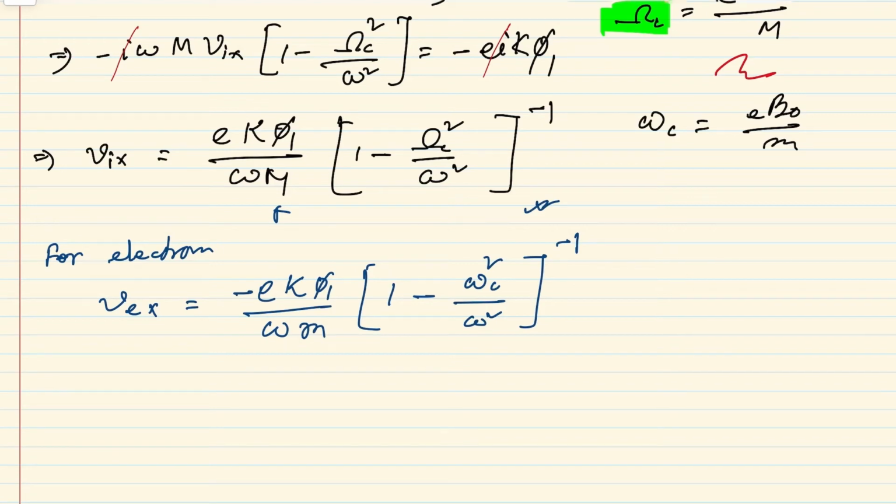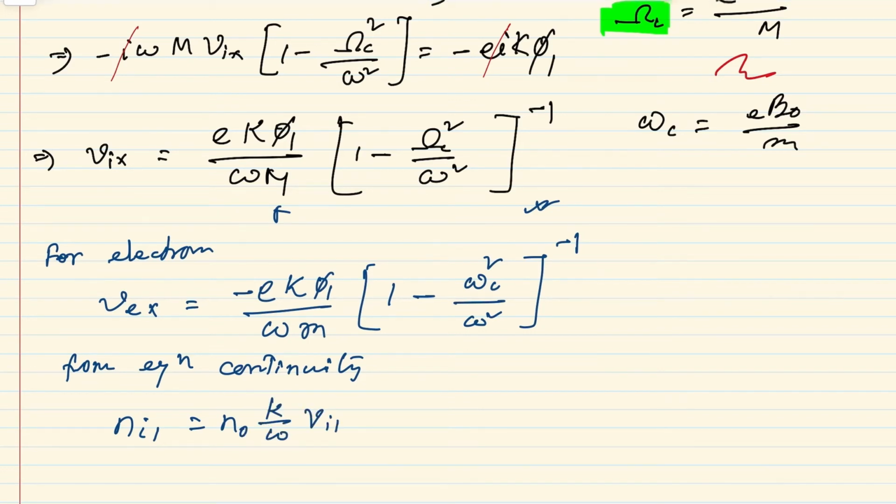Now from the equation of continuity, after application of the linearization condition, you will get Ni1 equals n naught K by omega Vi1, and for electrons you will get Ne1 is equal to n naught K by omega Ve1.